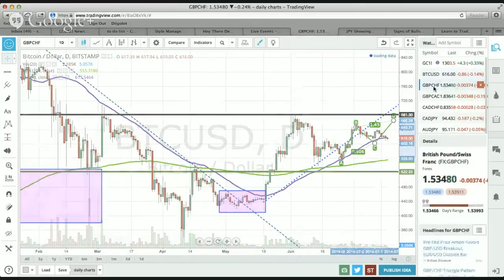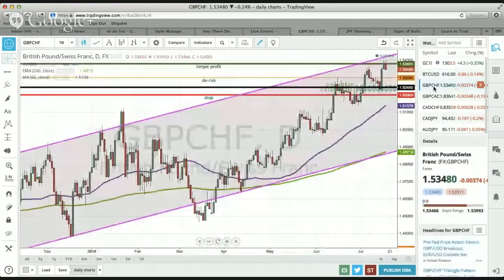Okay, pound Swiss. This trade is now closed out for profit. It hit my profit target yesterday, so that was really good. I can remove this.